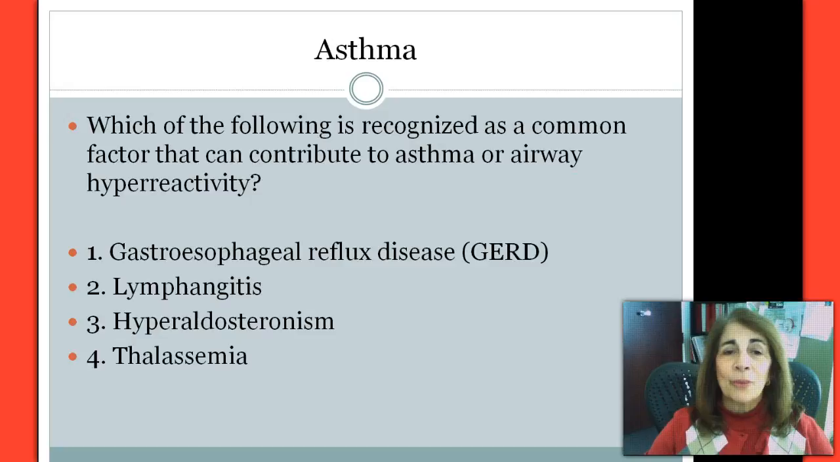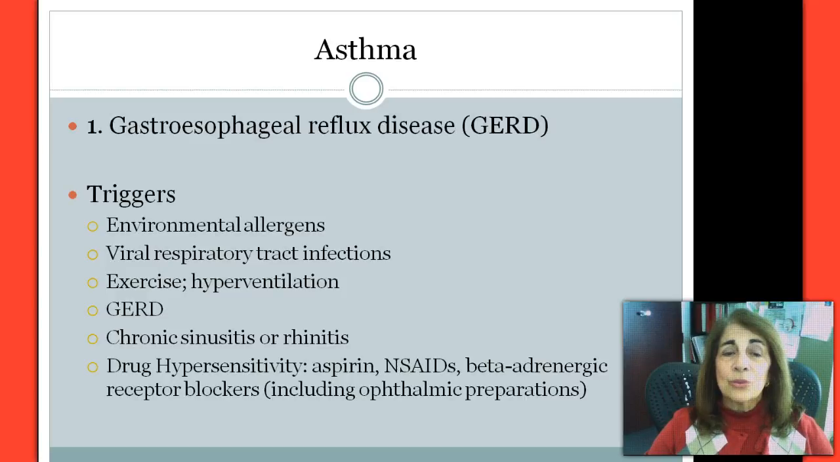Alright, question number 1. Which of the following is recognized as a common factor that can contribute to asthma or airway hyperreactivity? Number 1, gastroesophageal reflux disease. Number 2, lymphangitis. Number 3, hyperaldosteronism. Or number 4, thalassemia. And again, I'll give you a few seconds to think about it. Alright, the answer is 1, gastroesophageal reflux disease.